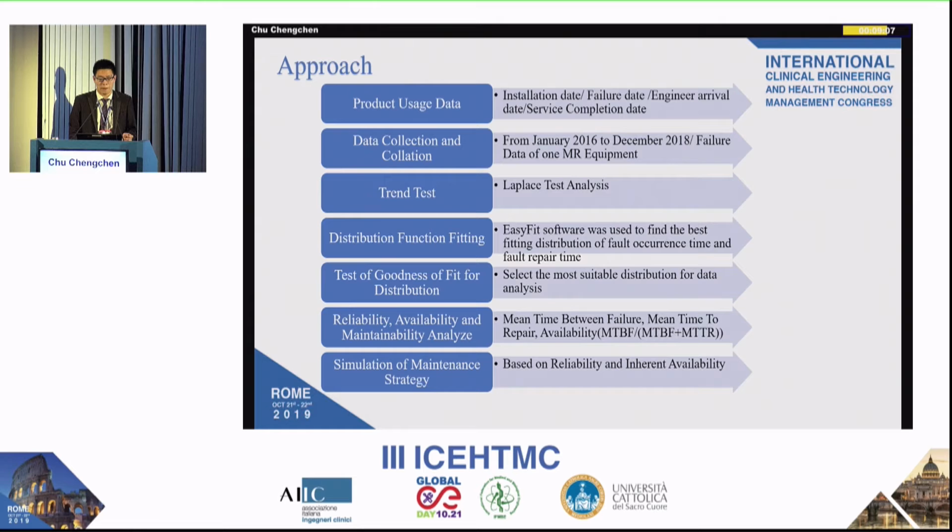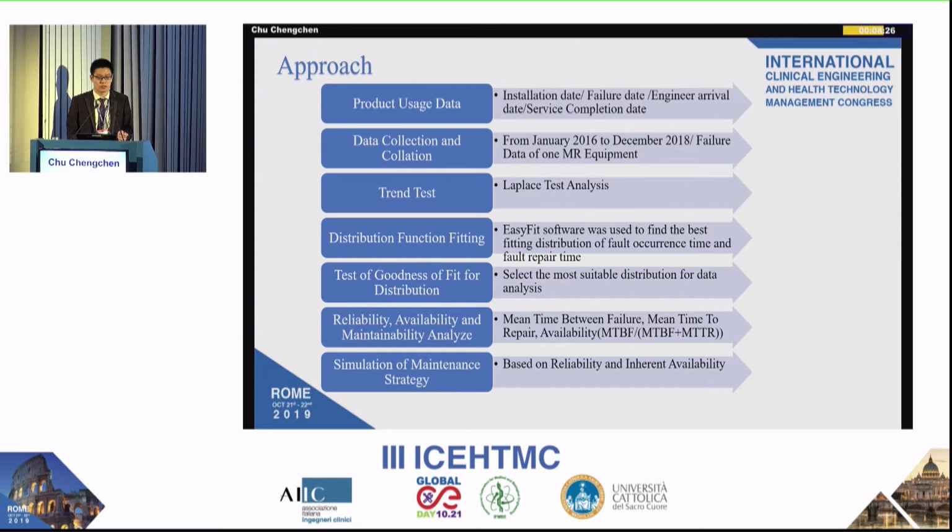In order to achieve our goals and carry out the preventive maintenance, we do 7 steps. The first step is the products used. I will identify the product usage dates, such as installation dates, failure dates, engineer arrival dates, and service completion dates. In my work, I collected the failure dates of one MRI equipment for 3 years. The next step is the Laplace test.